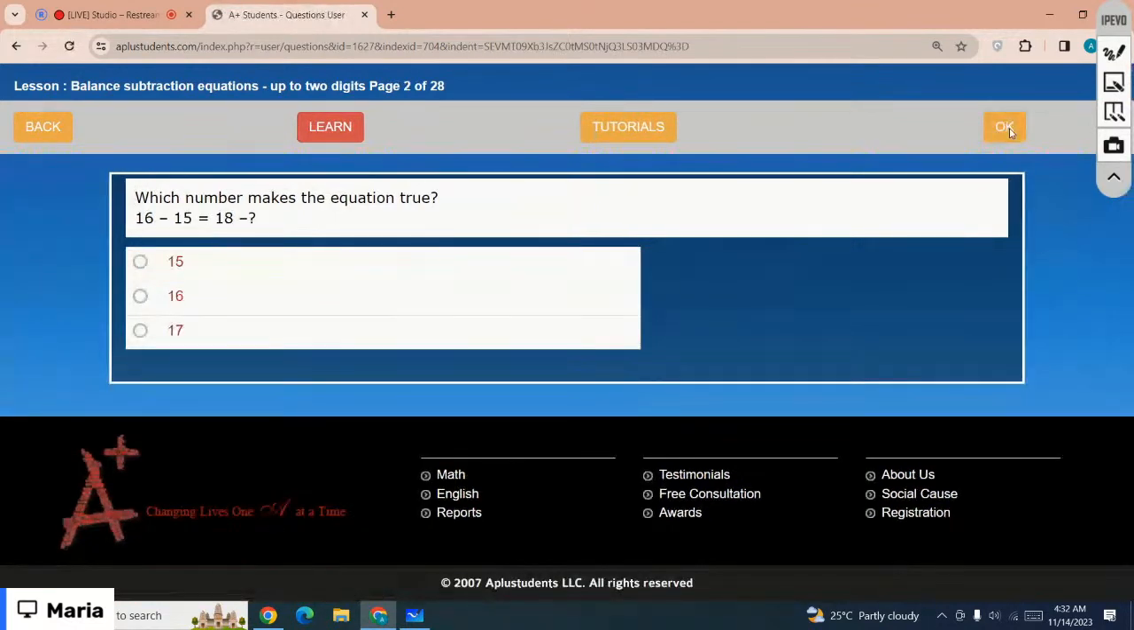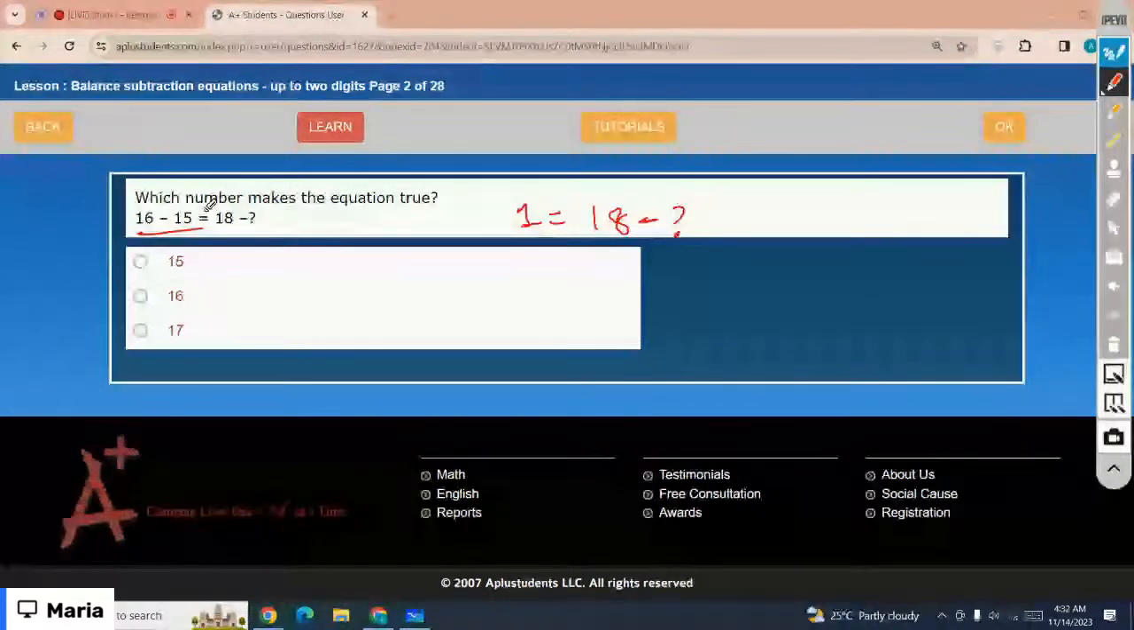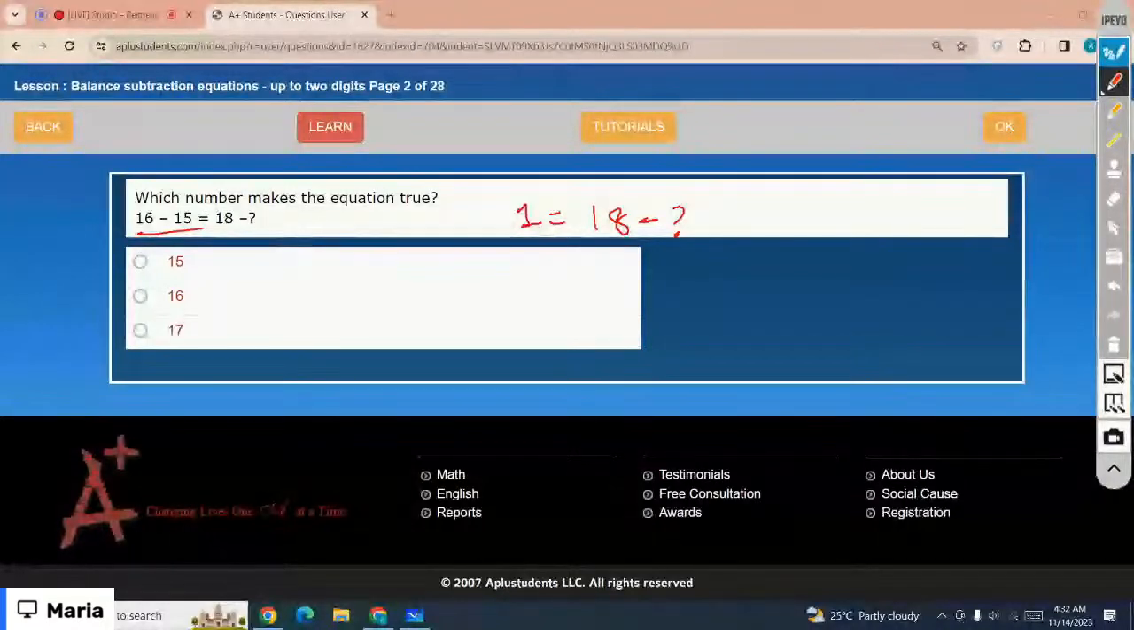Okay, the next one: which number makes the equation true? 16 minus 15 equals 18 minus the missing number. First of all, you have to solve the side where both numbers are given, so just do 16 minus 15. That is 1. Now on the other side, you have 18 minus the missing number. You need to find the number that, when you subtract it from 18, the answer is 1. Which is the correct option?